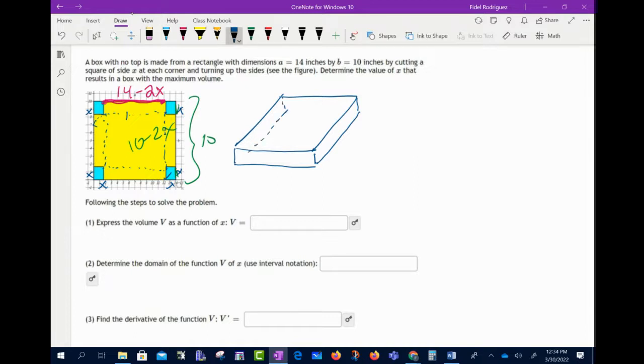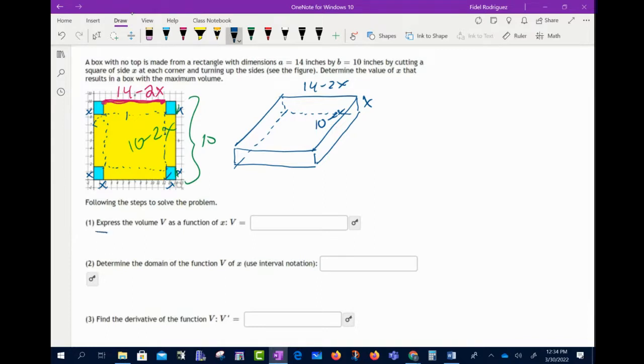Where this side up here is 14 minus 2x, this side here is 10 minus 2x, and that little side there is x. Does that make sense in what we're doing? There's the shape of our box. I wanted to draw that picture because, especially with application problems, pictures are really helpful. The good thing about this problem is they really walk us through the steps, so before doing anything else I wanted to draw the picture of what the box was going to look like.